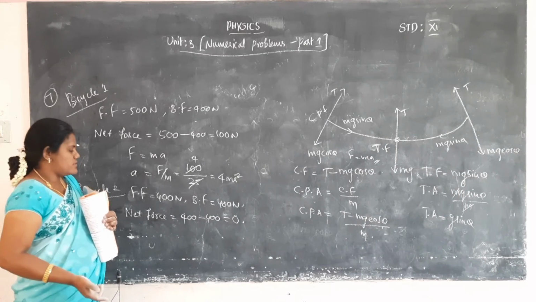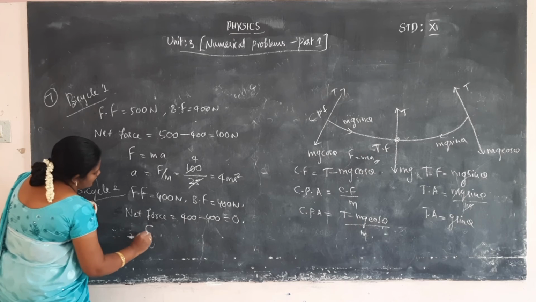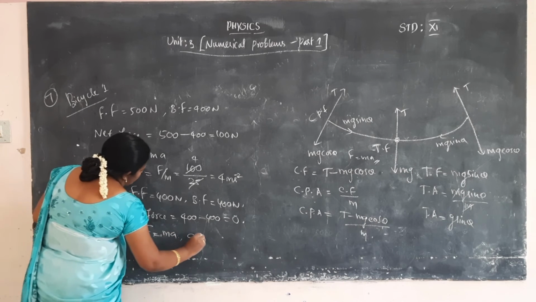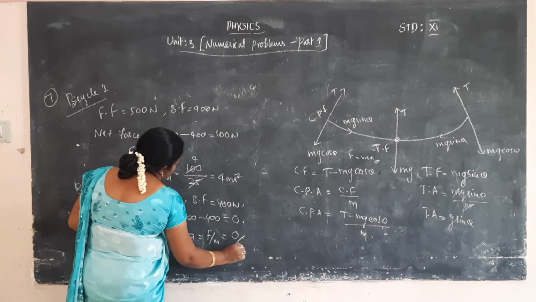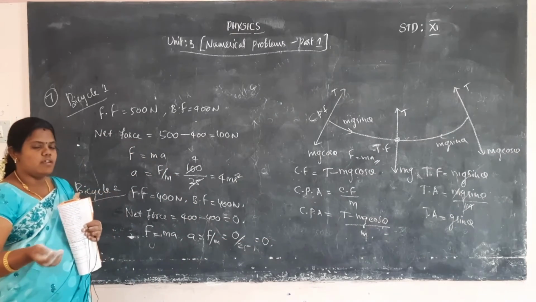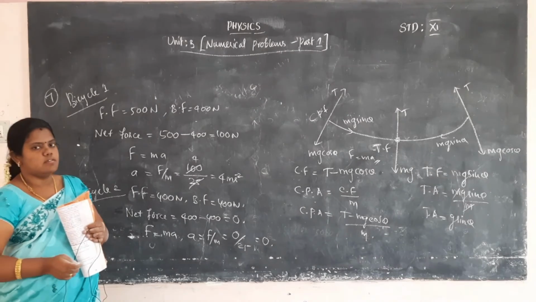So force is equal to m into a. We want to calculate a, so a is equal to F by m. F is 0, mass is 25, so automatically the acceleration is 0. No force will be acting on the bicycle, so acceleration is not created by the bicycle.